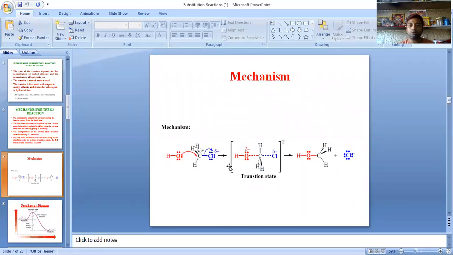The first step is formation of a transition state. In the transition state, bond making and bond breaking are taking place at the same time. The nucleophile is getting bonded to the carbon and the carbon-chlorine bond is getting broken. This is the transition state.